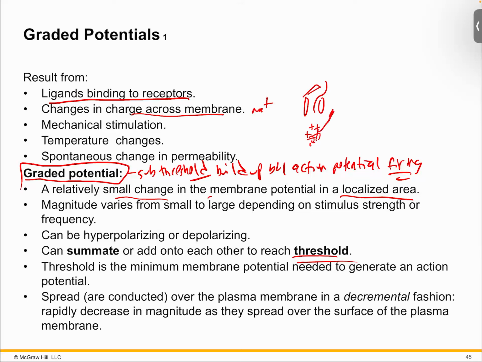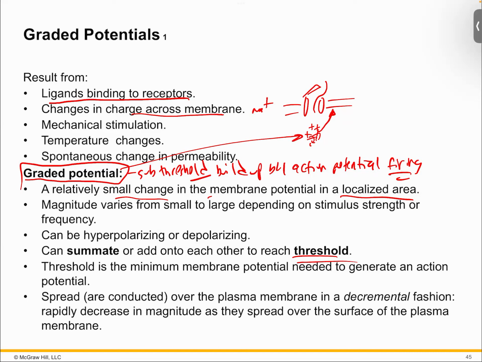And eventually it's going to increase and increase and increase until it's enough to flip the charge on the membrane itself. Okay. So this is a type of graded potential. It's changing, but it's not up to threshold. It's sub-threshold in this particular case.